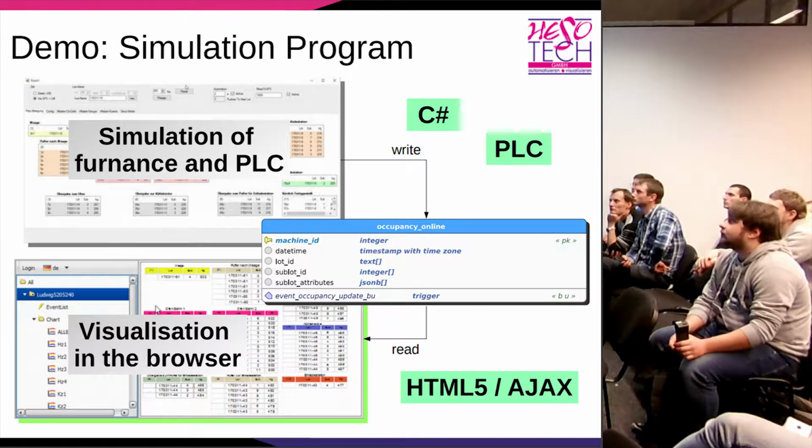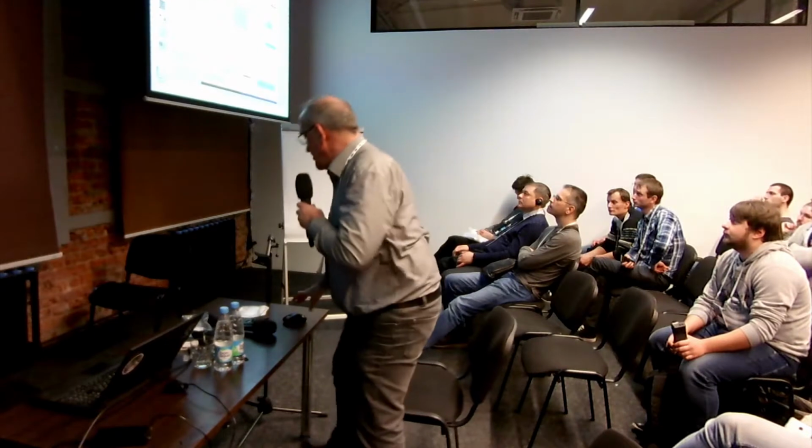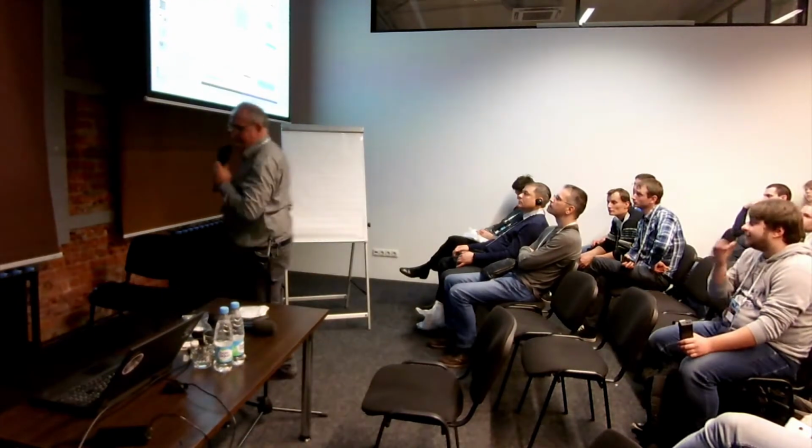You see now it is cooling. And everything is pushed through the machine. So, the data produced in this simulation is pushed into a simulated PLC, and then our system takes the data from the PLC and transfers it to Postgres into the occupation online table, and then we can show what is going on in the machine. That is only simulation.